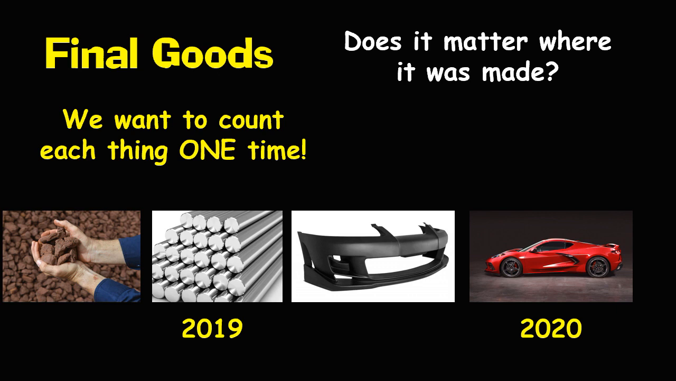Now, there's more complexity to this, and we'll get back to that. Okay? In fact, we won't get back to that. We'll do that right now. We do what's called the value-added approach. And what that means is we actually don't just count the bumper. We count the iron ore, and then we count the steel minus the iron ore. Right? Value was added. We converted that iron ore into steel. So we're going to count the iron ore. We're going to count the steel minus the iron ore. We're going to count the bumper minus the steel.